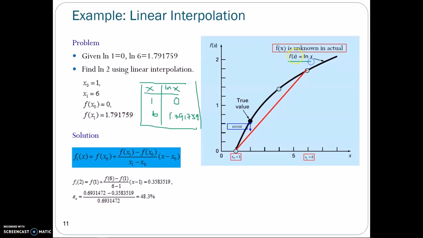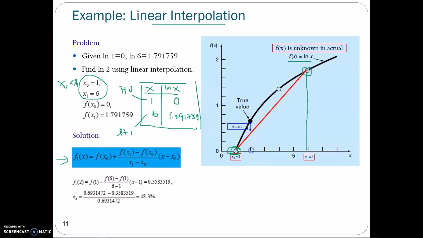In this case, we have a function f(x) equal to ln x. Let us assume that this function is unknown in actual. 2 measure points are provided here at x equal to 1 and x equal to 6. This is the information for the point 0, and this is the information for the point 1. We always arrange the x0 and x1 such a way that x0 must be smaller than x1.